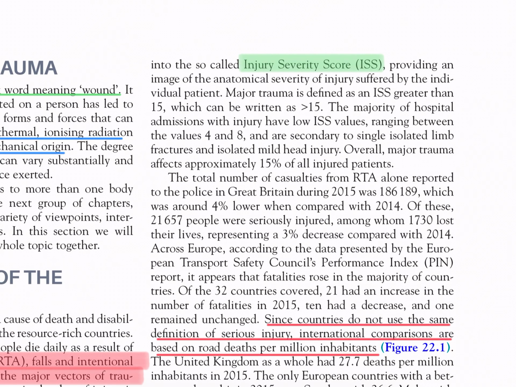This can be submitted into the so-called injury severity score, providing an image of the anatomical severity of injury suffered by the individual patient. Major trauma is defined as an injury severity score greater than 15, which can be written as more than 15. The majority of hospital admissions with injury have a low injury severity score, ranging between values 4 and 8, and are secondary to single isolated limb fractures and isolated mild head injury. Overall, major trauma affects approximately 15% of all injured patients.